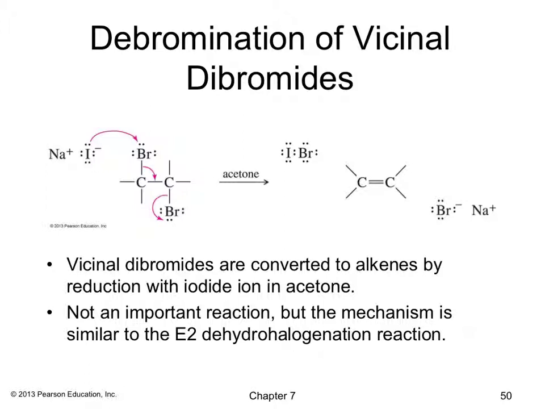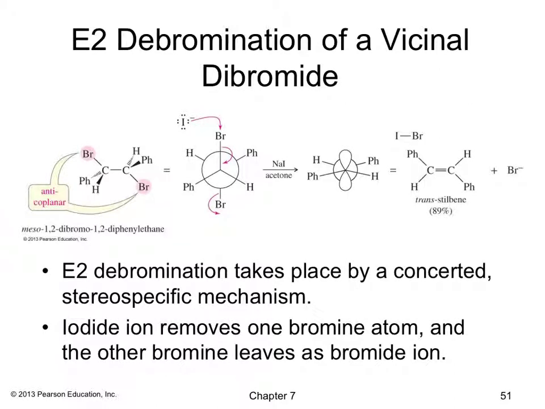Again, the mechanism is similar to E2 dehydrohalogenation. As a result, the bromines need to be anticoplanar. So it is a concerted stereospecific mechanism. If we look at it in terms of a Newman projection, the bromines have to be anticoplanar, so one comes off, generating the alkene. Here's your alkene.